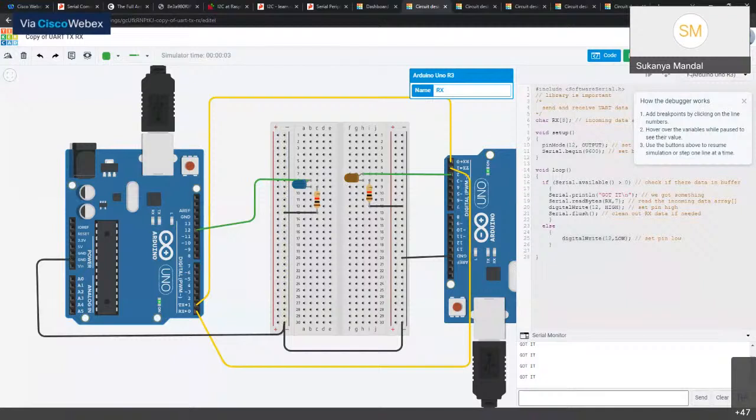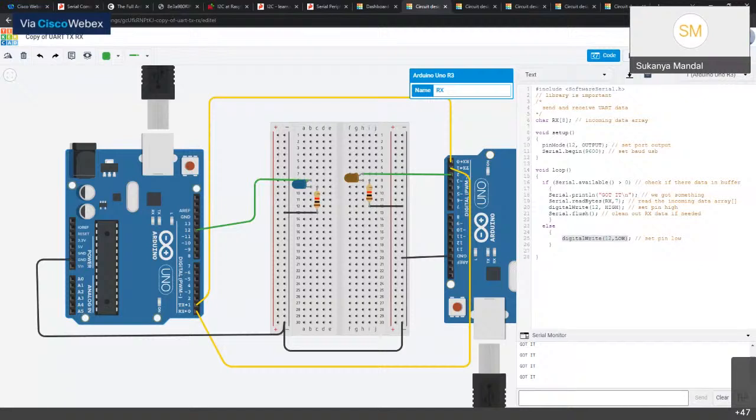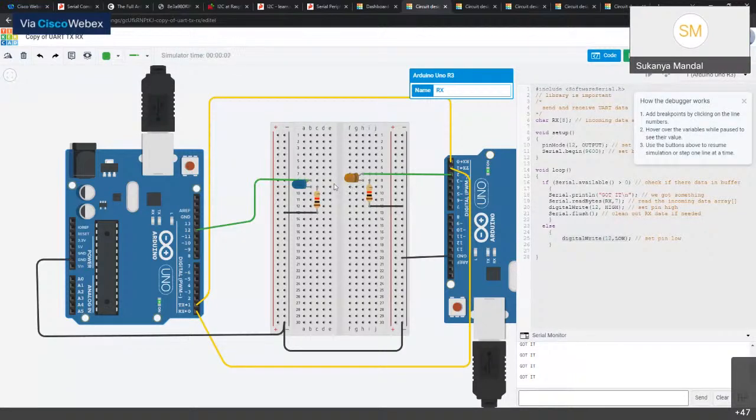So did you see the LED blink? I'll just restart. So you see the LED is blinking for 5 times and then it stops on both. Now if I clear again, "got it" is the receiver side. This is the transmission side. So I am now at the transmission side.